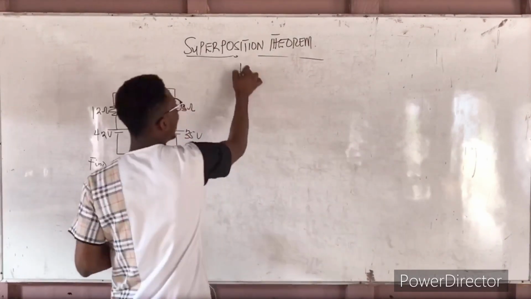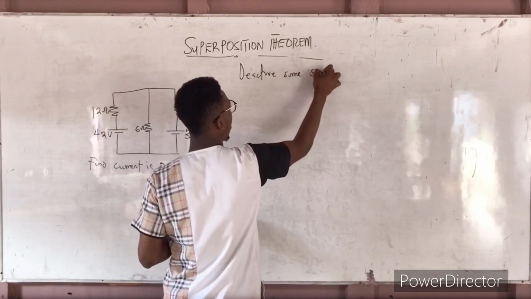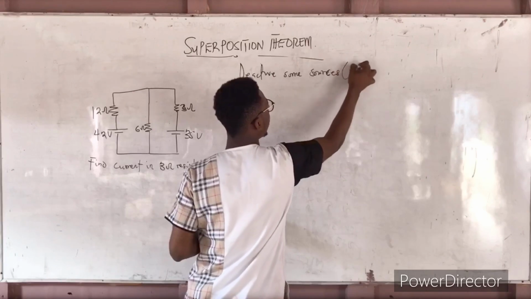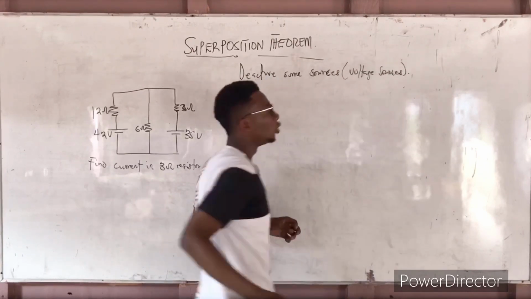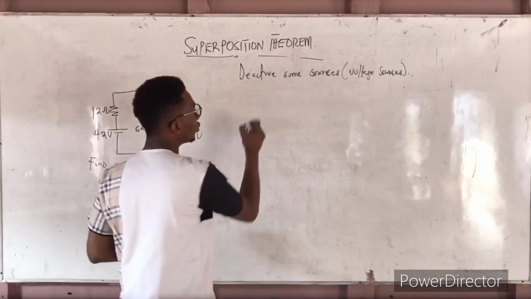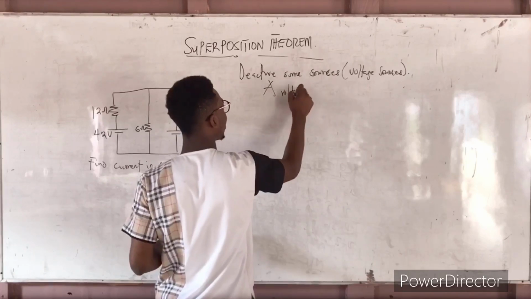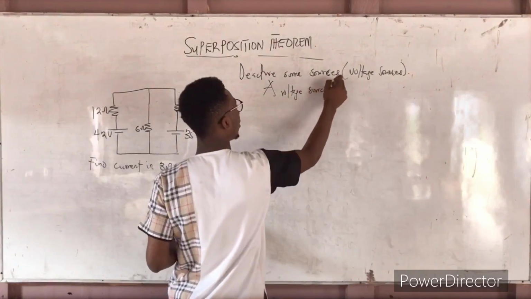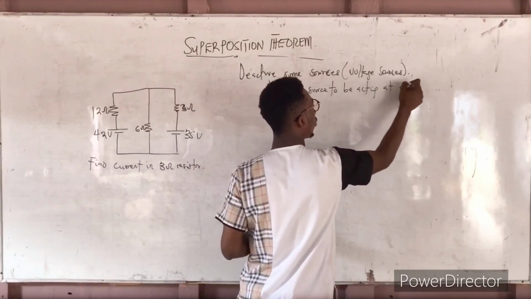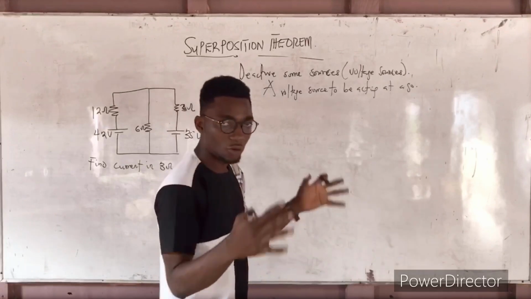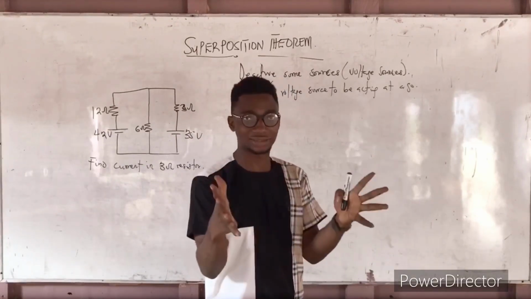with superposition theorem, what happens is that we want to deactivate some sources. So take for example, the voltage sources. In superposition theorem, we only want one source, a voltage source, to be acting at a go. So at a go, we want to find the amount of current a particular voltage source will give out.